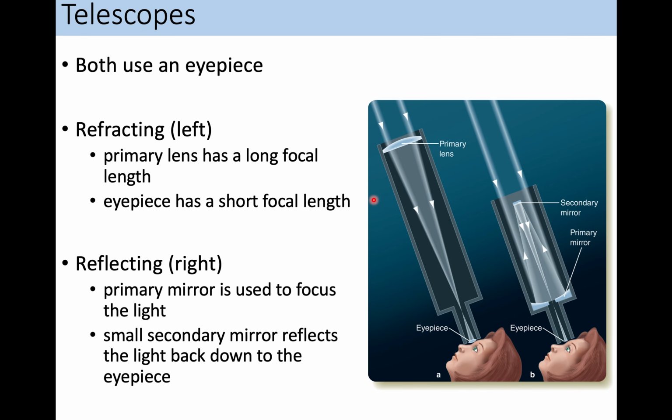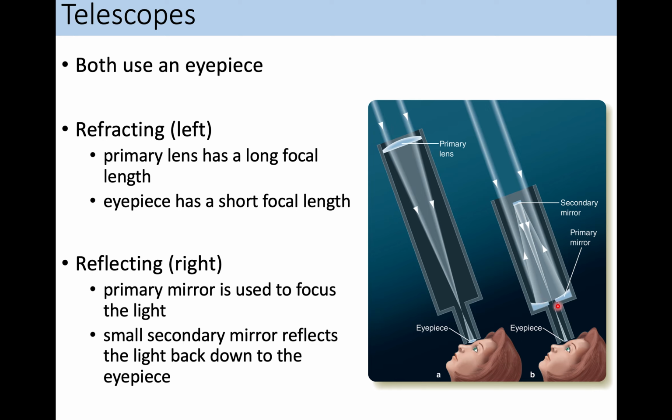So both telescopes use an eyepiece. However, the refracting telescope here, A, on the left, has a primary lens right here, and it has a very long-ish focal length between the lens and the eye. The eyepiece, however, has a very short focal length between you and the eyepiece. The reflecting telescope on the right here has a primary mirror, and that's what's used to focus the light into a smaller version. The secondary mirror then just reflects that light back down to your eye through the eyepiece.